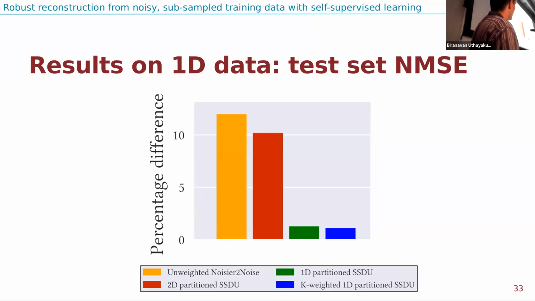I've also included something called unweighted noisier to noise, which is when, in the loss function, remember there was that weighting matrix W, we just set it back to the identity matrix. I called that unweighted noisier to noise, just for the sake of completeness. This is a more obvious way to implement noisier to noise for reconstruction from the original paper. But we find that it didn't work very well in practice, so I'm not going to talk about it anymore.